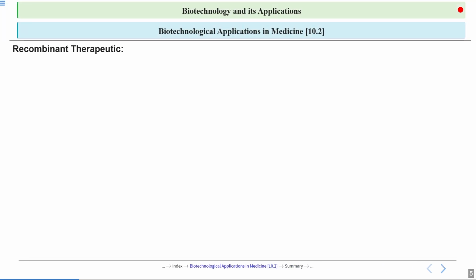So first of all, what is recombinant therapeutics? As the name suggests, recombinant therapeutics are therapeutics in which we have used recombinant DNA technology. We know what recombinant DNA technology is. We have studied it in deep detail in the previous chapter. So what is recombinant DNA technology? It is a technology in which we can get our desired gene, we can get a desired trait in a host.